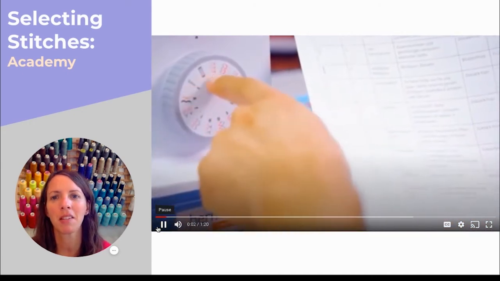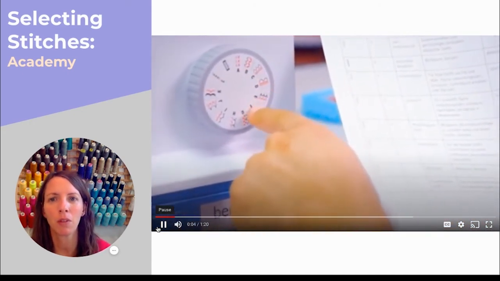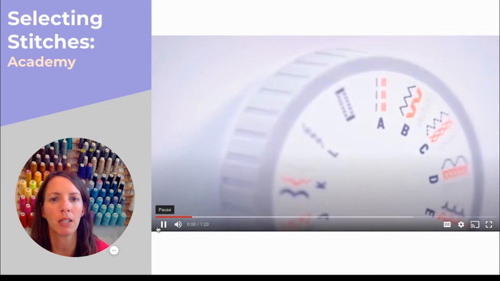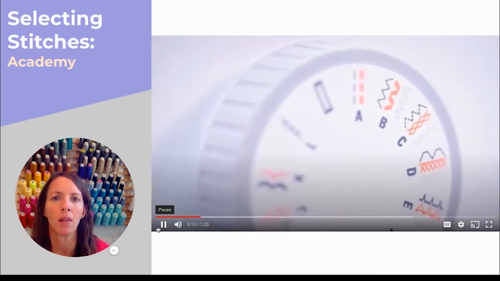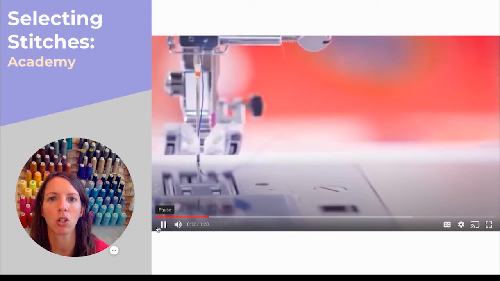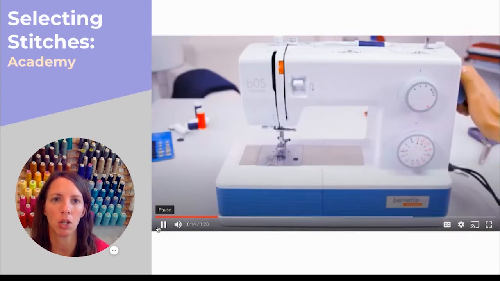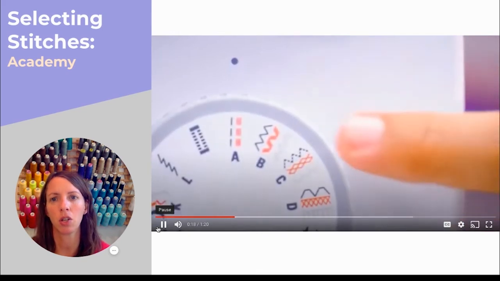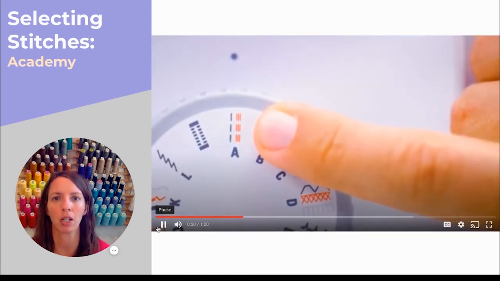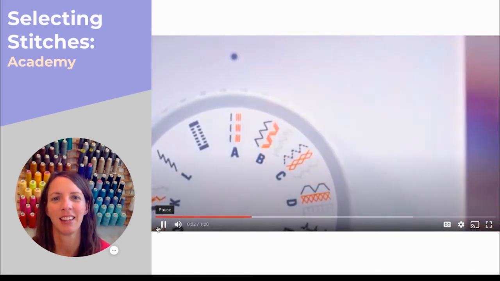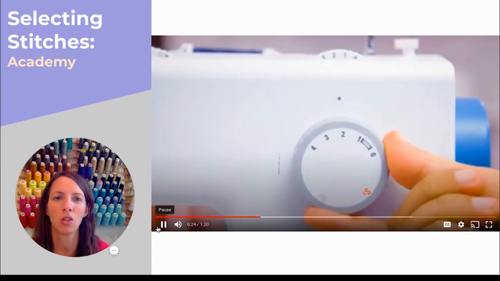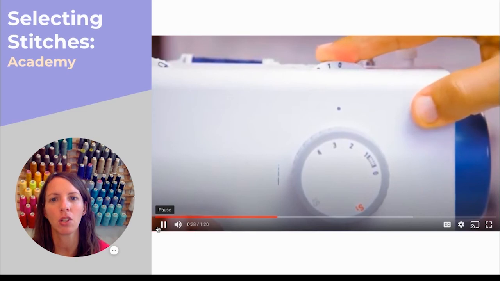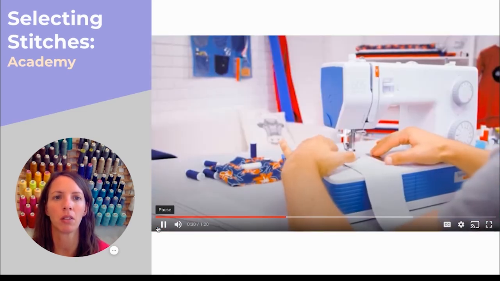Just like with the other models I've talked about, your manual for the Academy has a list of all the stitches the machine can do, as well as recommended settings for each stitch. You're going to go ahead and make sure your needle is raised to its highest position, and then you're going to turn the stitch selector dial to the stitch that you want. For the straight stitch, just select stitch A. You'll adjust your stitch length to 2.5 millimeter, and you'll adjust your stitch width to 0.